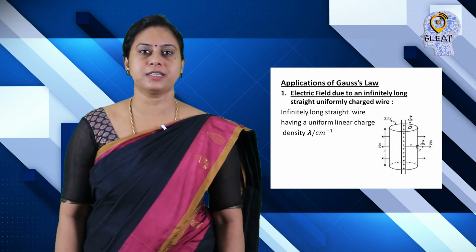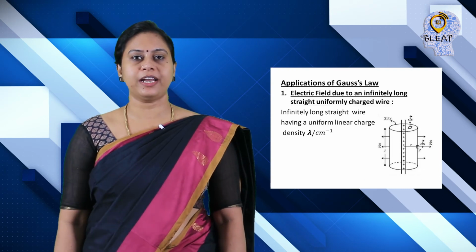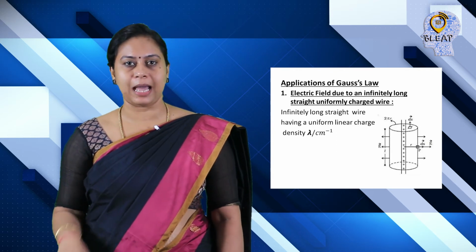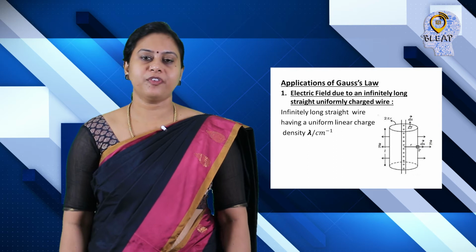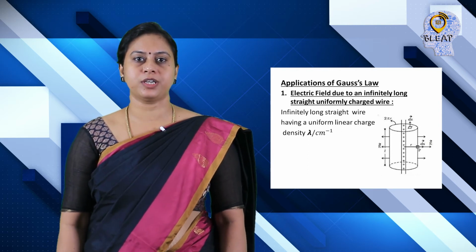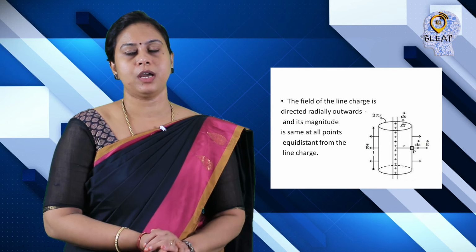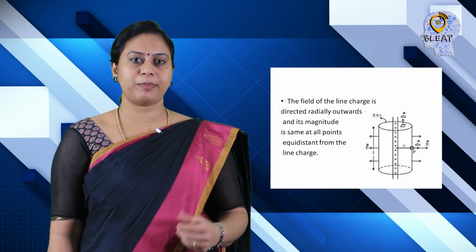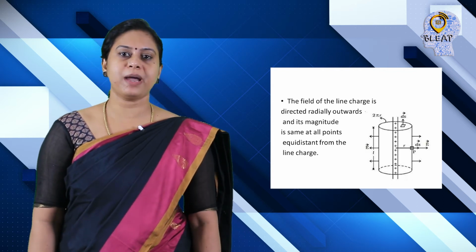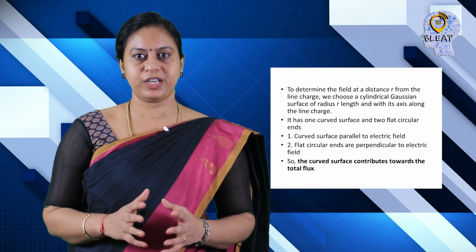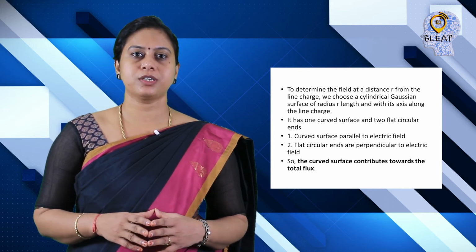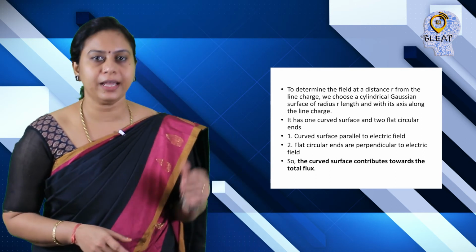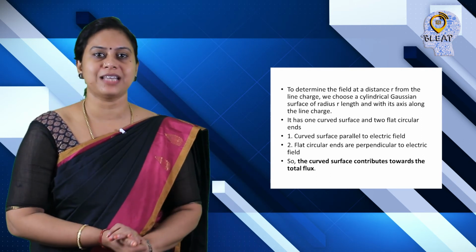Application of Gauss law: the electric field due to an infinitely long straight charged wire, for which the linear charge density is lambda per centimeter. See, the field of the line charge is directed radially outward, and its magnitude is the same at all points equidistant from the line charge. To determine the field at a distance r from the line charge, we can choose a cylindrical Gaussian surface of radius r and length L, along the axis of the wire.